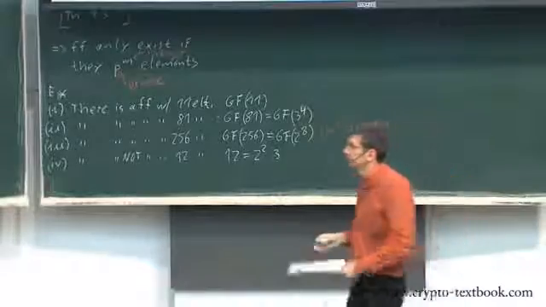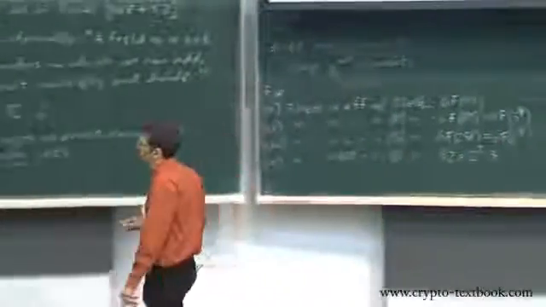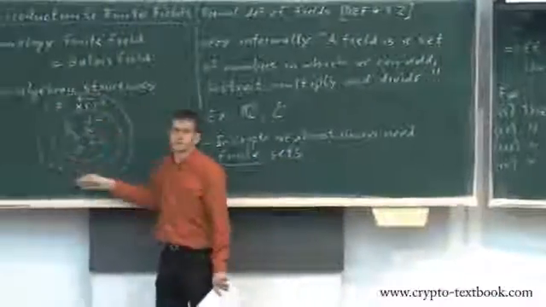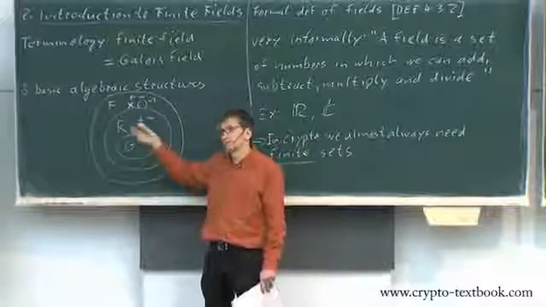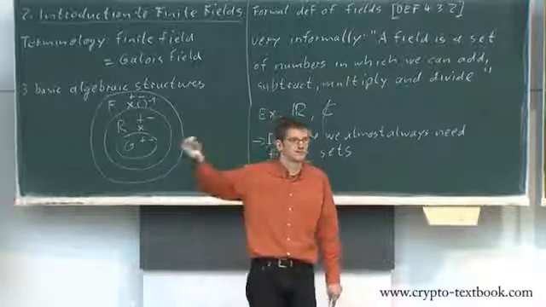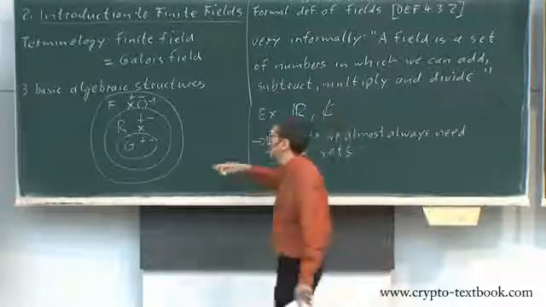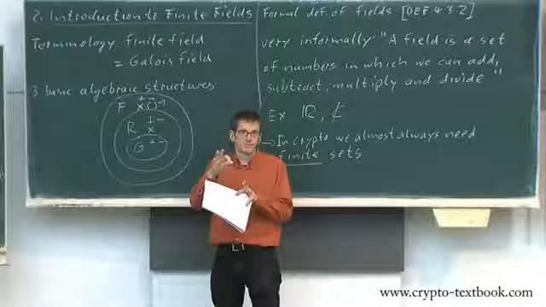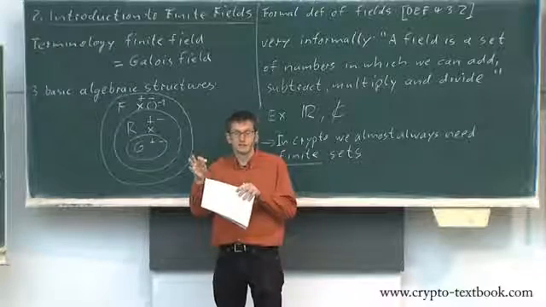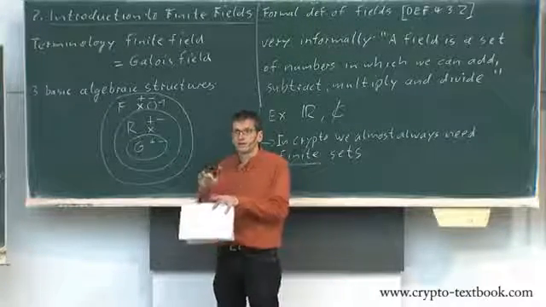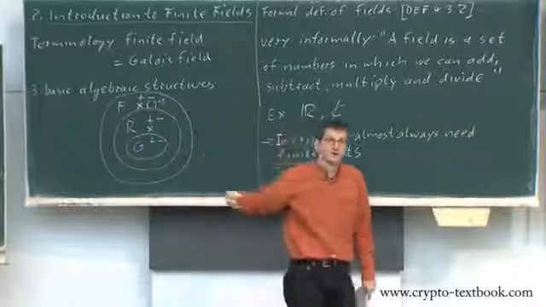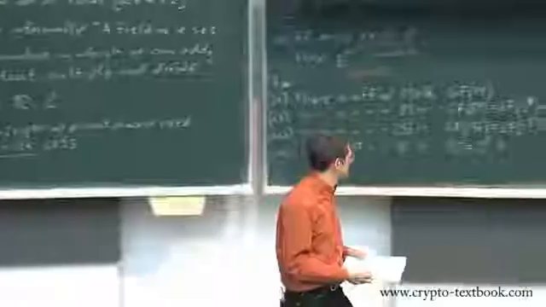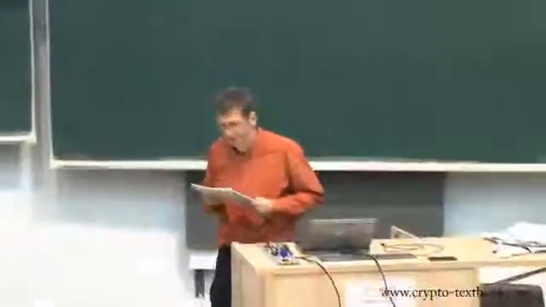That means you cannot construct something like this with 12 elements. You can call them A, B, C, D, up to whatever the 12th letter is, L or so. And you cannot come up with rules of combining these 12 elements, these 12 letters, that fulfill all the required conditions for a field. Okay, I know it sounds a little strange, but this is just a fact of life.